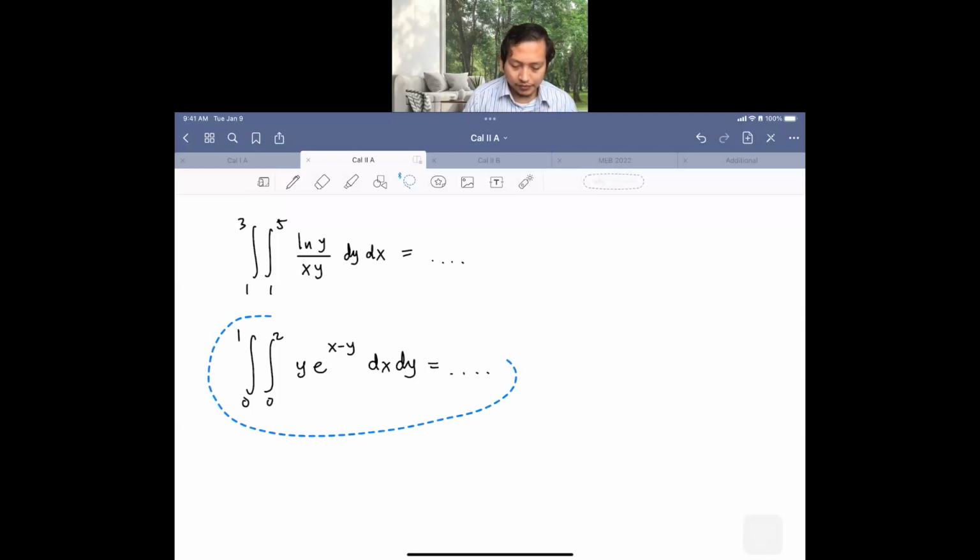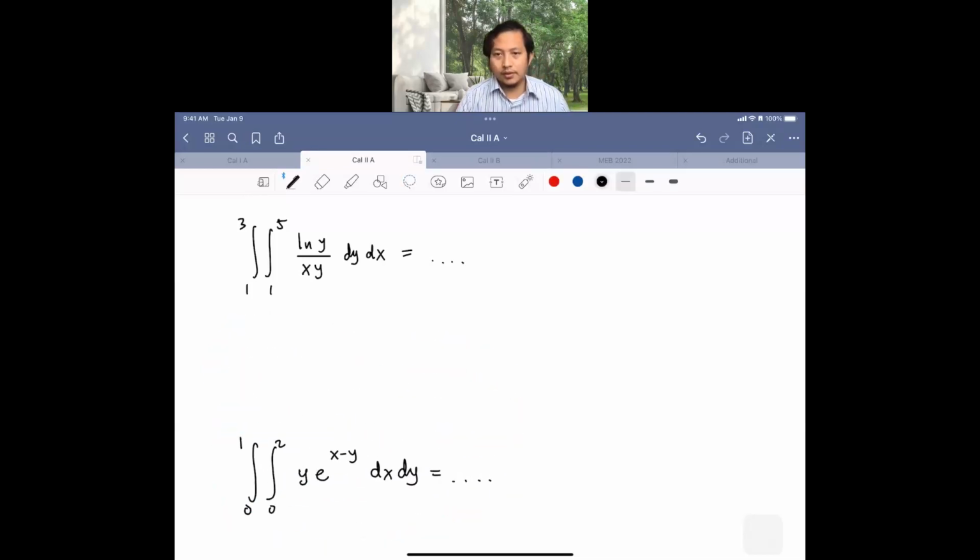Okay, we can start from the first one. So we have ln y over x y, and then dy over dx. First, what we can do is group the x and y. We can separate this x and write 1 over x, from 1 to 3, and write this first. The second one we can write in a different color, let me write in green: the integral from 1 to 5 of ln y over y dy.